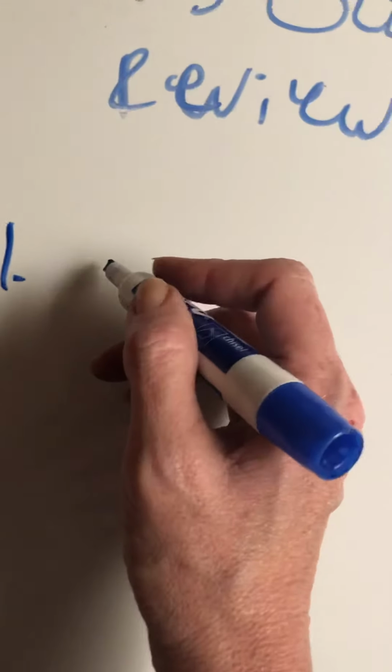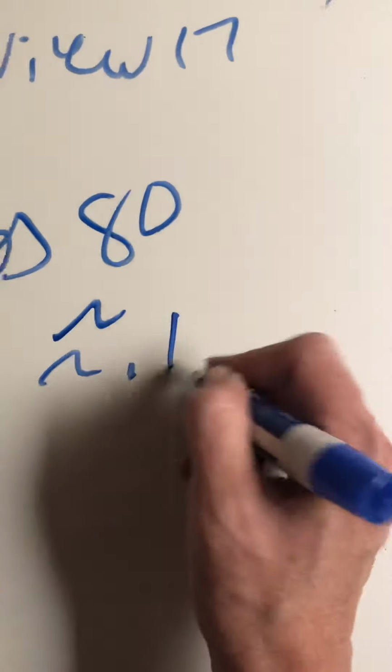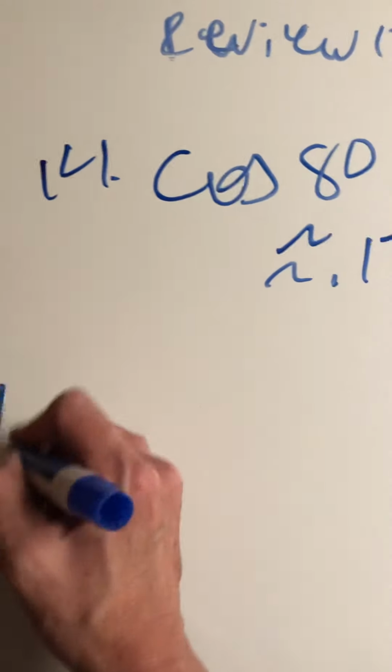Okay, then number 14, you have cosine of 80. Type that in your calculator, round it to 0.17 because it wants it to the nearest hundredth.